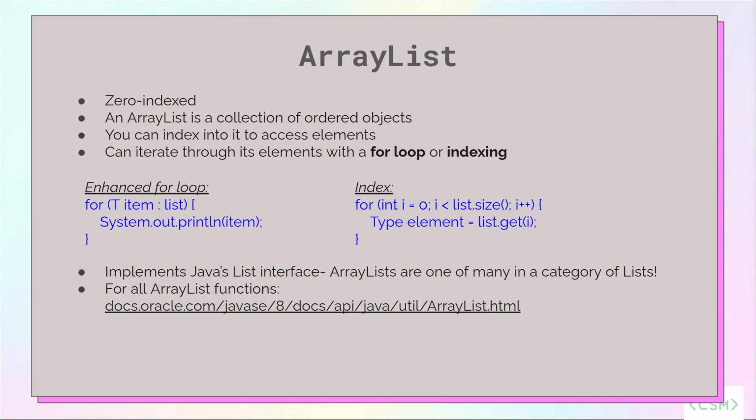And here are 2 examples. The left one is using an enhanced for loop to iterate through the array list. And the second one is to use an index to iterate through an array list. And then array list implements Java's list interface. If you want to learn more about the methods, feel free to use this link, which has more detailed documentation.